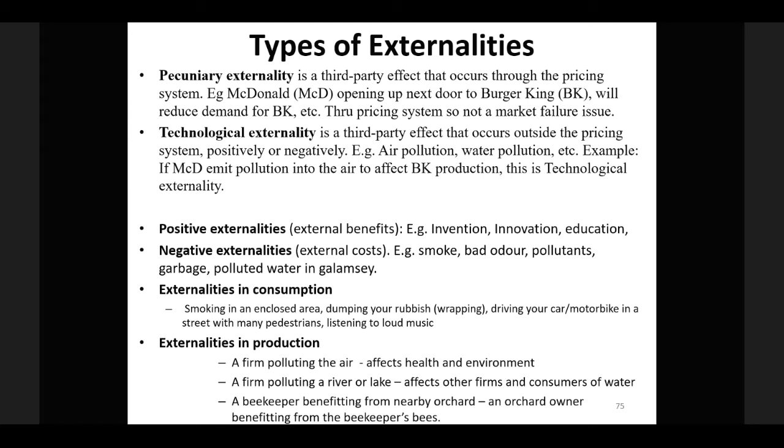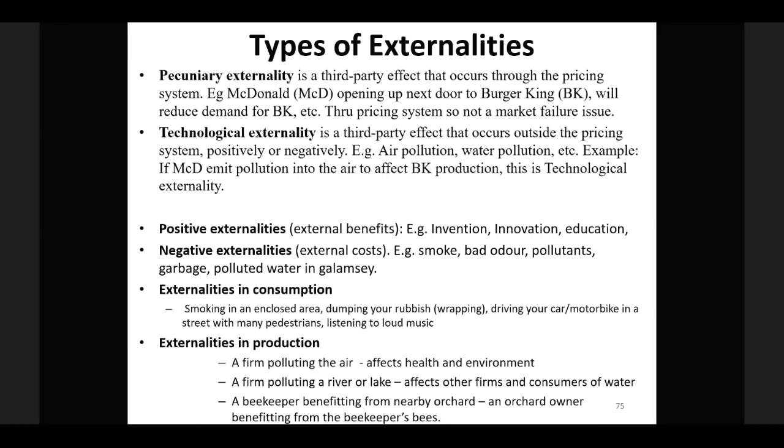Listening to loud music also generates a negative externality to people, and these are all externalities in consumption. We also have externalities in production. For instance, a firm that pollutes the air can affect health and the environment at large. A firm that pollutes river bodies or lakes can affect the production possibilities of other firms or consumers.